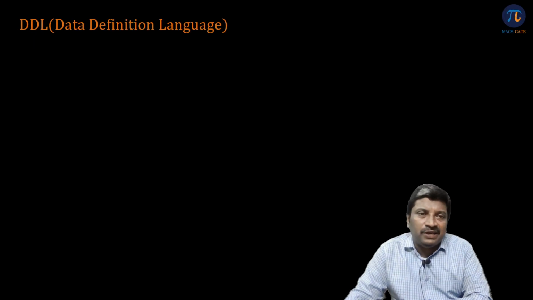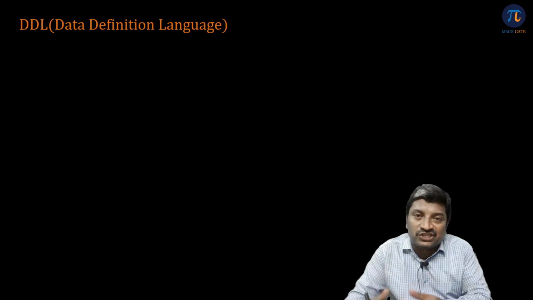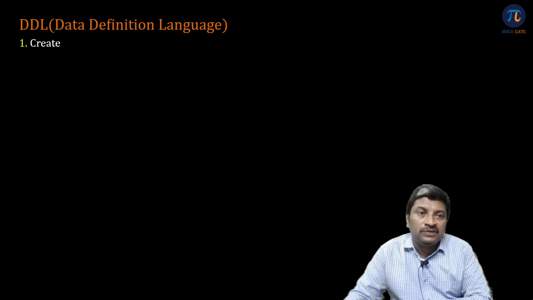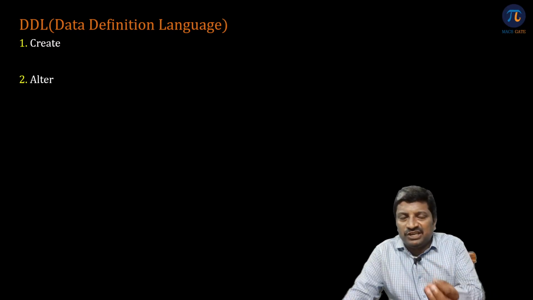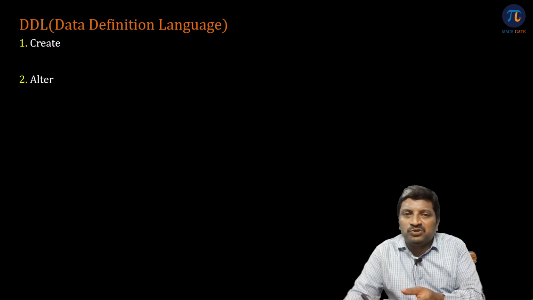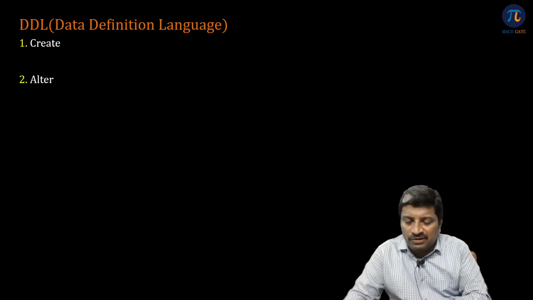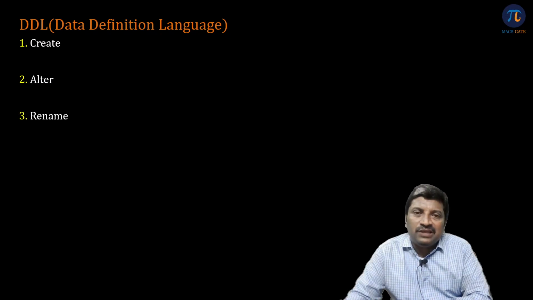The first one is DDL, data definition language. What are the main commands we are having under DDL, or what are the tasks we can complete under DDL? Let us see. The first one is create, creation of a relation or creation of a view, creation of an index. Alter, whenever I have a relation schema or I have a relation, sometimes I want to change the structure of the relation. For that we use this command. Then rename, to rename the relations, to rename the columns, we use it.